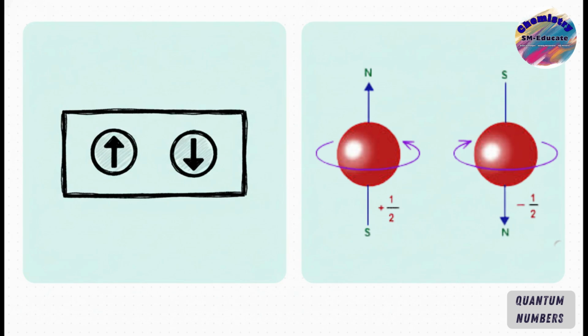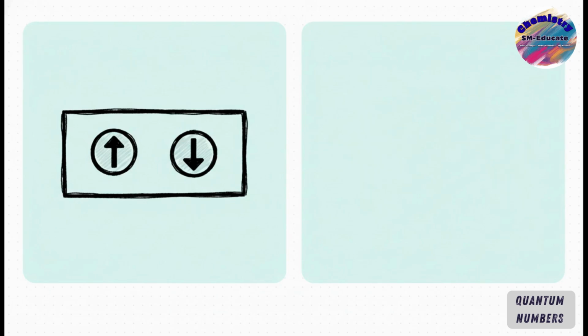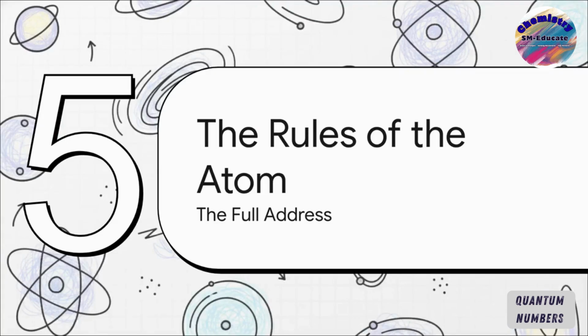And this is so important because each orbital, each street, can hold a maximum of 2 electrons, but they must have opposite spins. They have to be different house numbers. So now that we have all 4 parts of the address, the shell, the shape, the orientation, and the spin, let's look at the one master rule that governs this entire system.